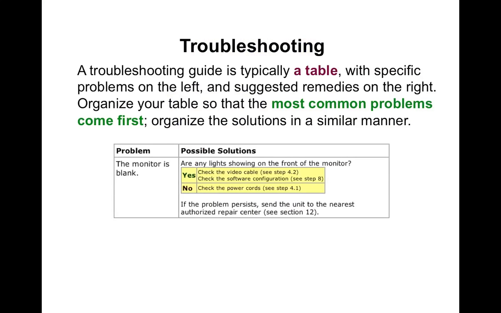One way to write a troubleshooting section is to use a table with specific problems on the left, like the monitor is blank, with suggested remedies on the right, such as, are there any lights showing on the front of the monitor? If yes, check the video cable. If no, check the power cords. If the problem persists, go to the authorized repair center, and so on. Organize your table so that the most common problems come first and the solutions come in a similar order.